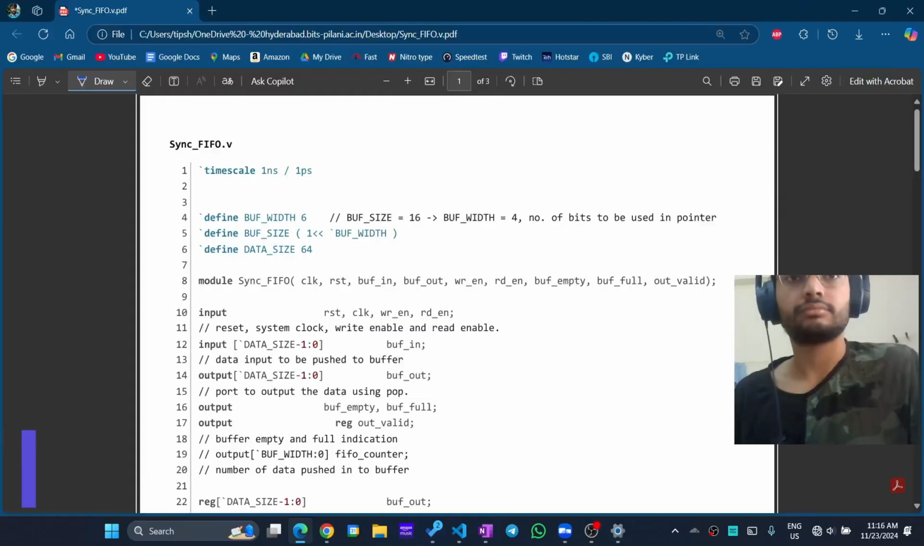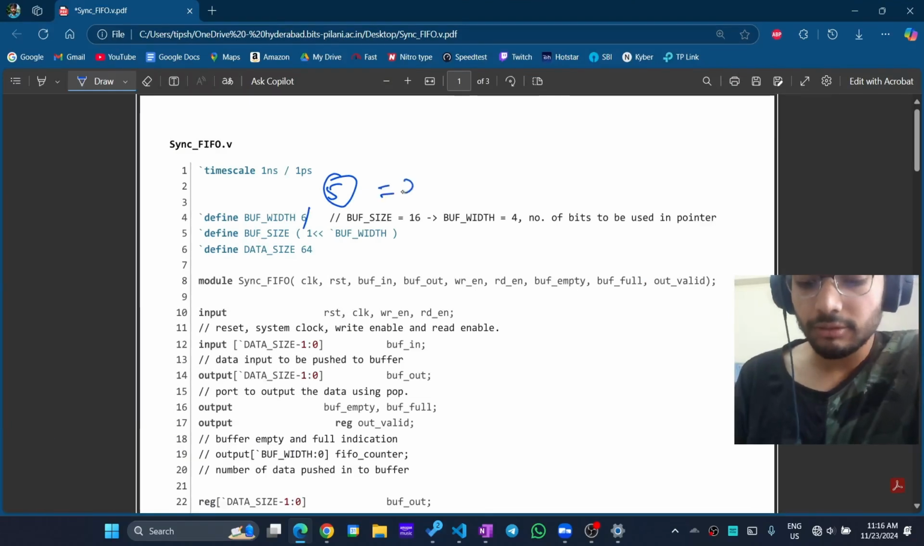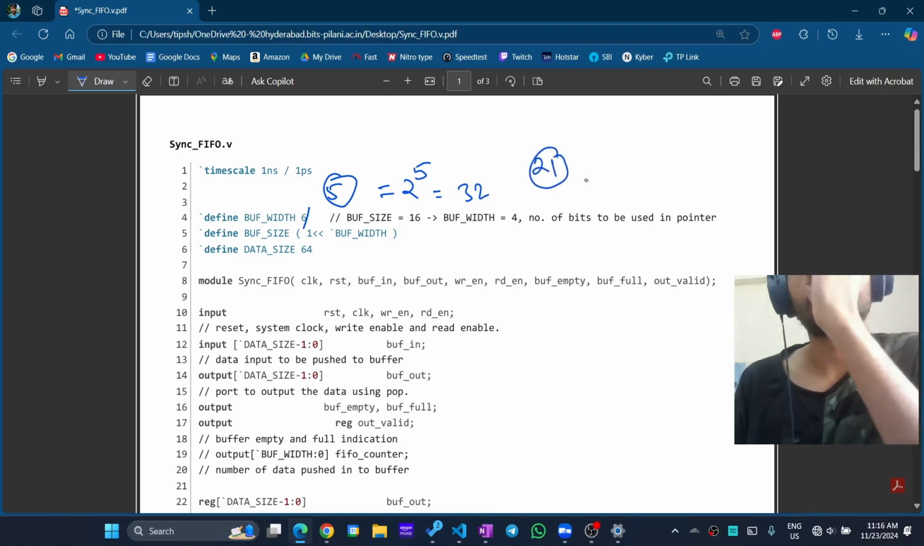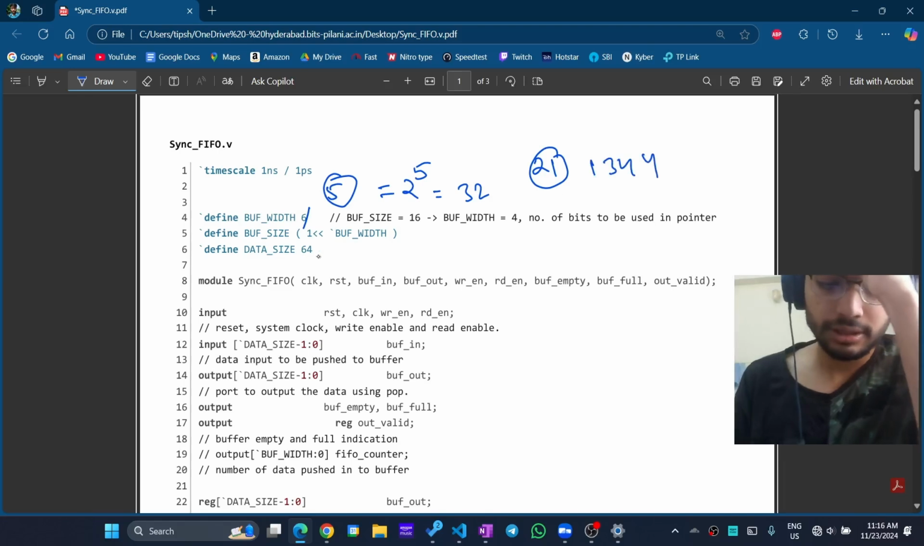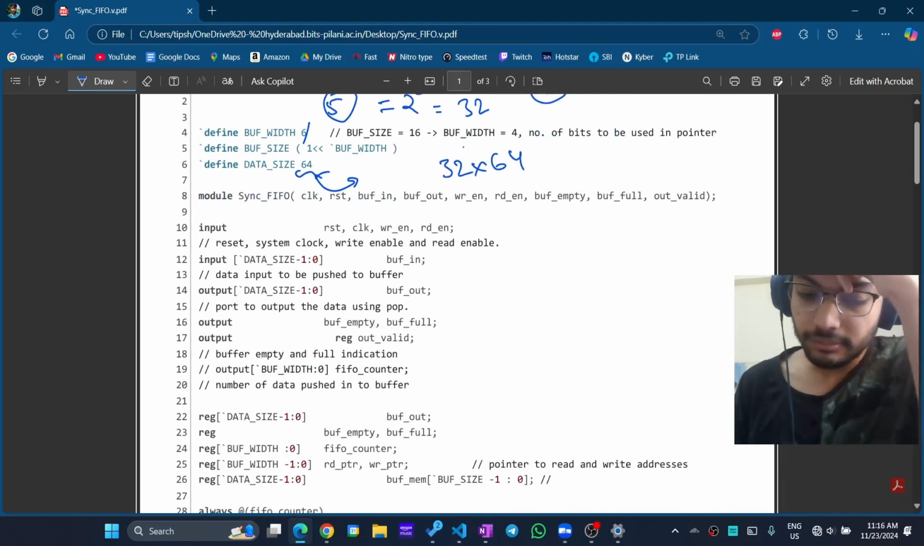Let's look at our synchronous FIFO. Buffer width is set to 5 now, which is 2 power 5 locations, which is 32 locations, as we'll be needing only 21 locations maximum, which is 1344 bits. 64 bits are used in each location, and there are 32 locations of them. So there are 32 cross 64 bits. Buffer out is used to read the buffer, buffer in to write into the buffer.